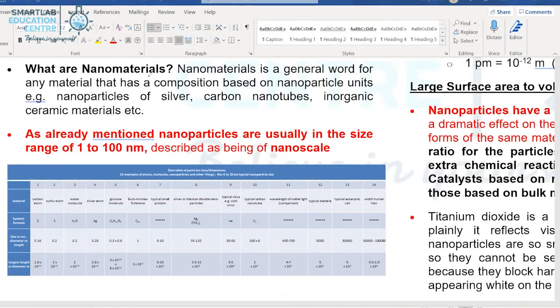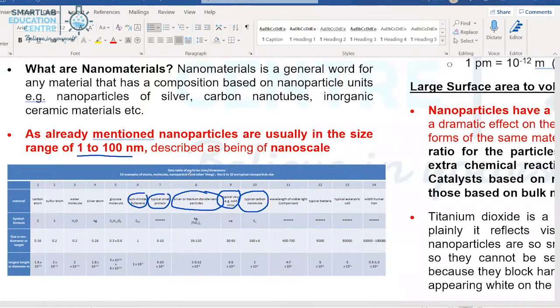Nanomaterials are any materials that have a composition based on nanoparticles. Examples of nanoparticles include fullerene, small protein molecules, silver or titanium dioxide nanoparticles, typical viruses, as well as carbon nanotubes. Later we'll be discussing one of them, termed graphene. Nanoparticles are usually in the size of 1 to 100 nanometers.